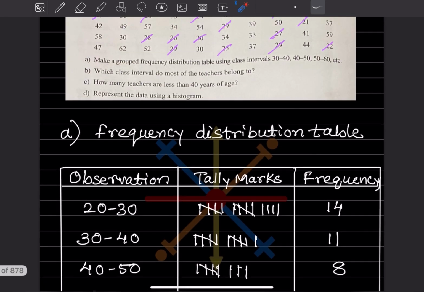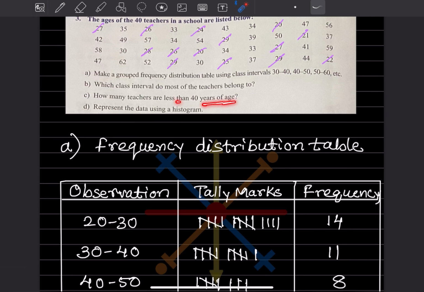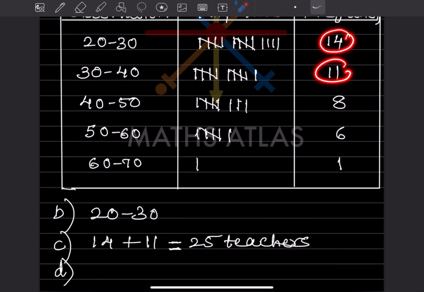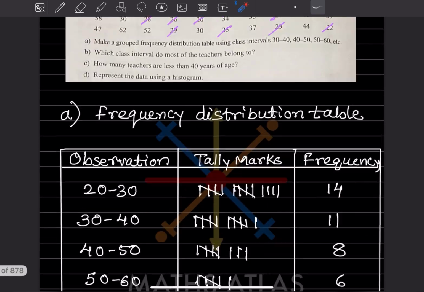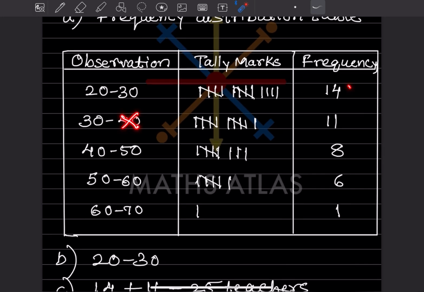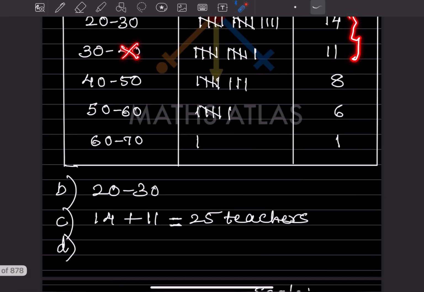Now the next one, how many teachers are less than 40 years of age? Less than 40 means what you are going to do? We got here 14 plus 11. That is 14 plus 11, that will be 25. Here this is 14 and this is 11, because they said less than 40 years of age. We are not including 40 years, so you got this. We are going to add both of these. So that is 25 teachers.